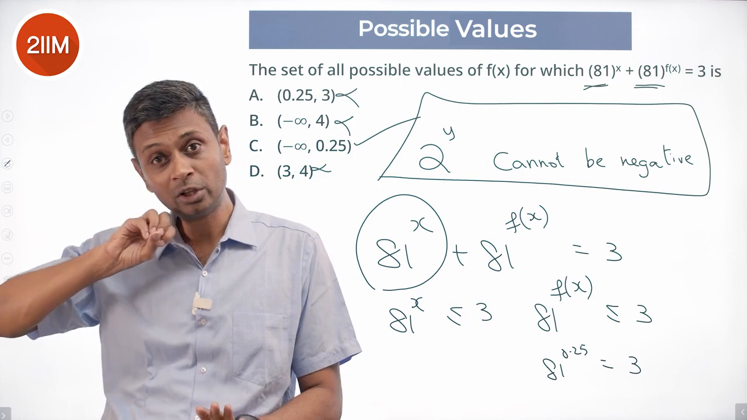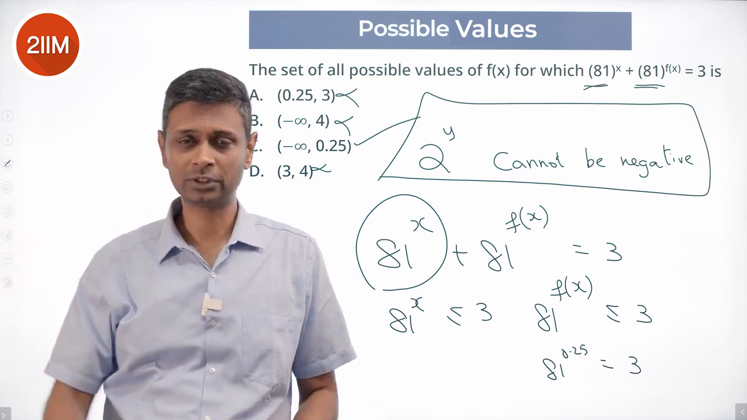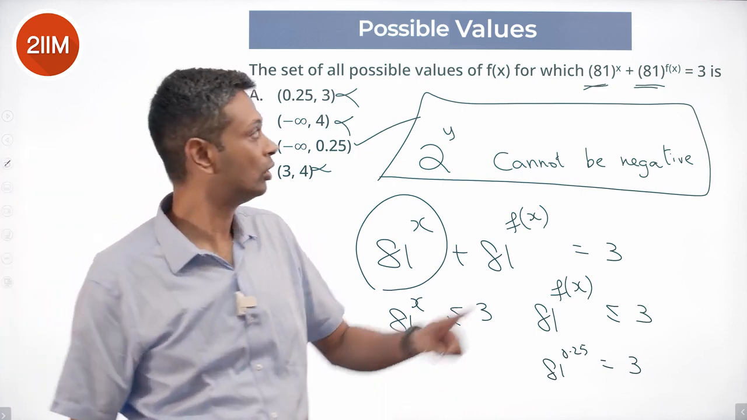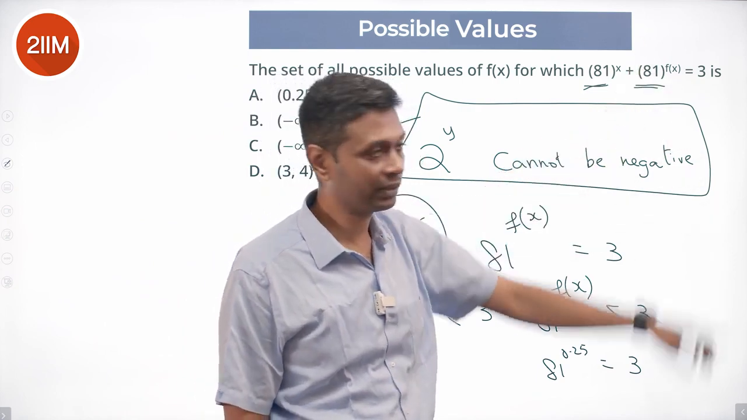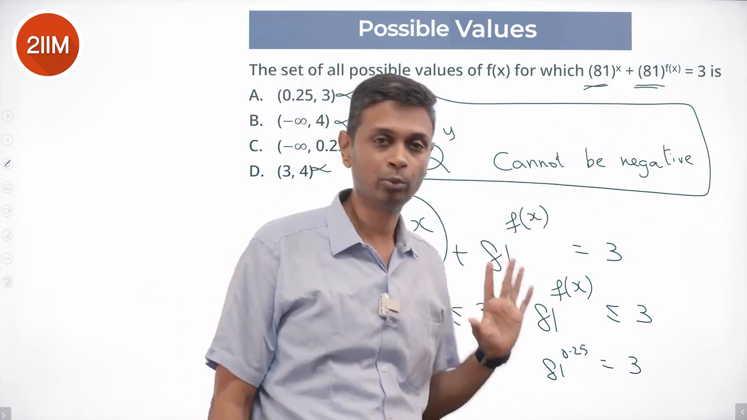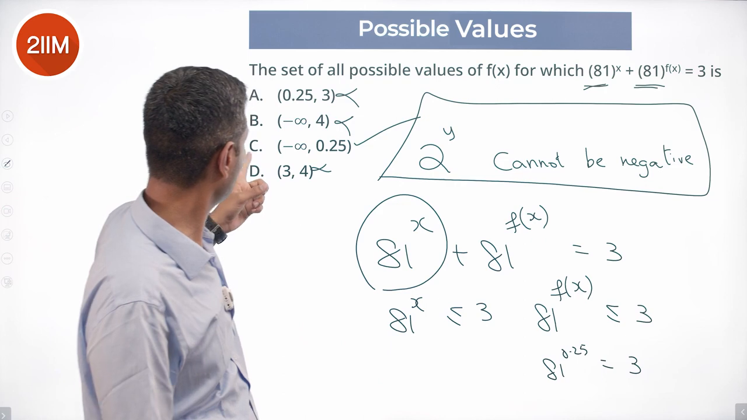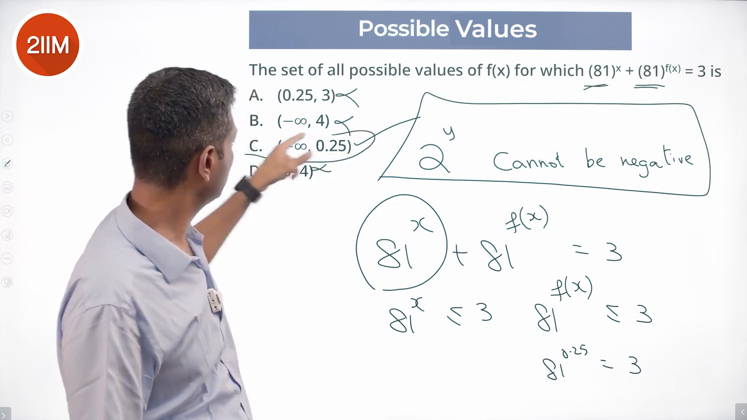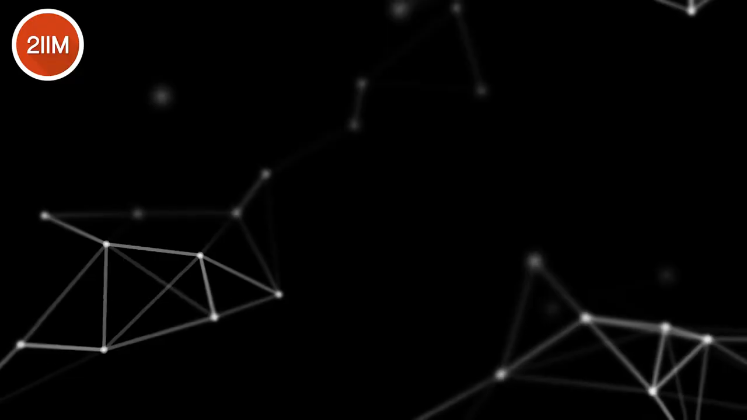Because that one cannot be 0, cannot go to 0. Only minus infinity it will go to 0. So, if 81 power f of x is less than 3, f of x is less than 0.25. So, it cannot go above 0.25. This is the answer. Best wishes.